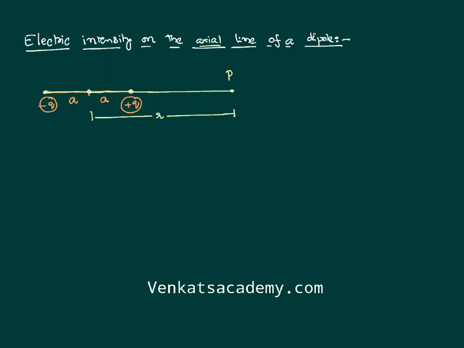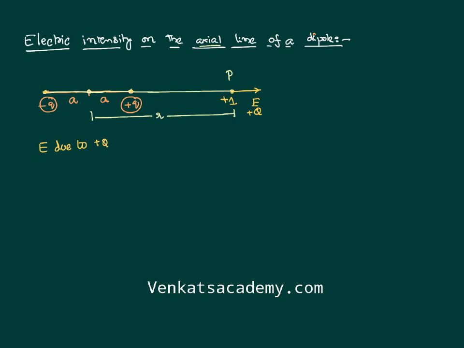You know the meaning of electric field intensity. It is nothing but the force experienced by a unit positive charge. So at this point we shall imagine a unit positive charge and identify the force acting on it. Both this plus Q as well as minus Q are going to apply forces on this unit positive charge. Plus Q is a positive charge and this is also a positive charge, so it will apply a repulsive force. I want to identify the force due to plus Q, or the electric field intensity due to plus Q.